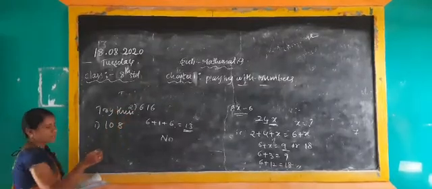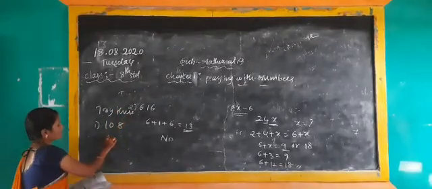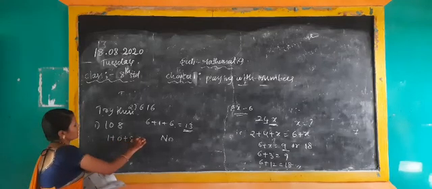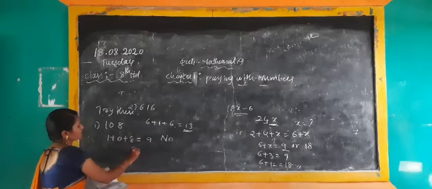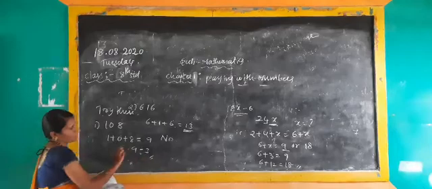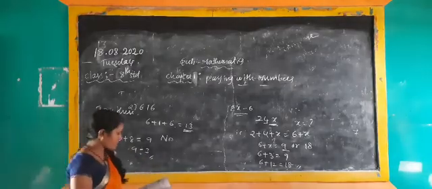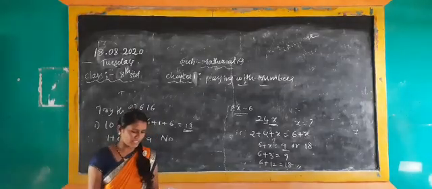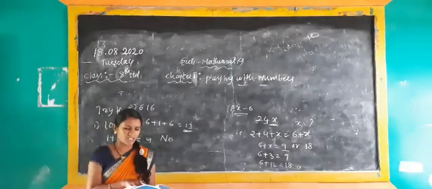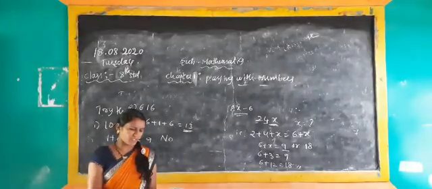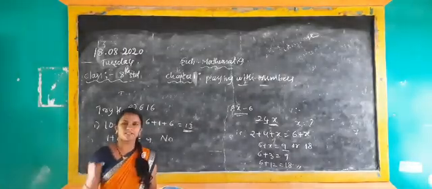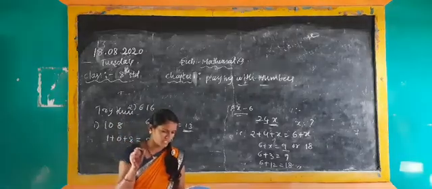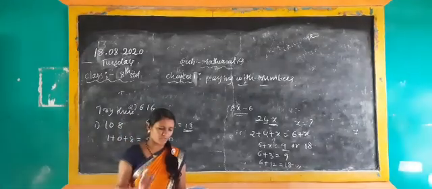108. For divisibility by 9, we should do 1 plus 0 plus 8. It will be 9. 9 is divisible by 3. Yes or no? Okay. And next, the second one is 616, the third 294, the fourth 432, the fifth 927. Just see: if divisible by 3, you should write yes, otherwise write no.